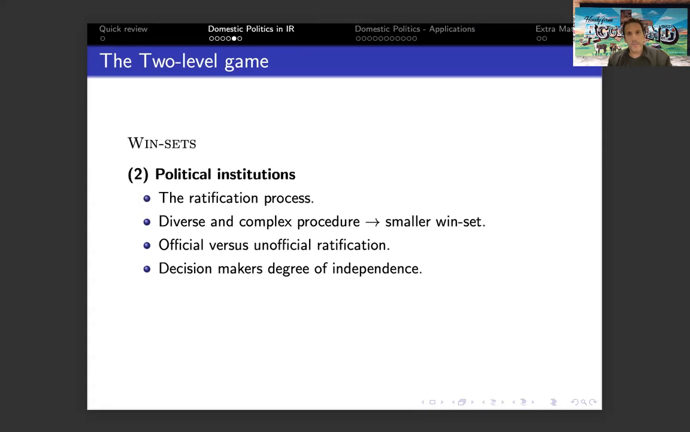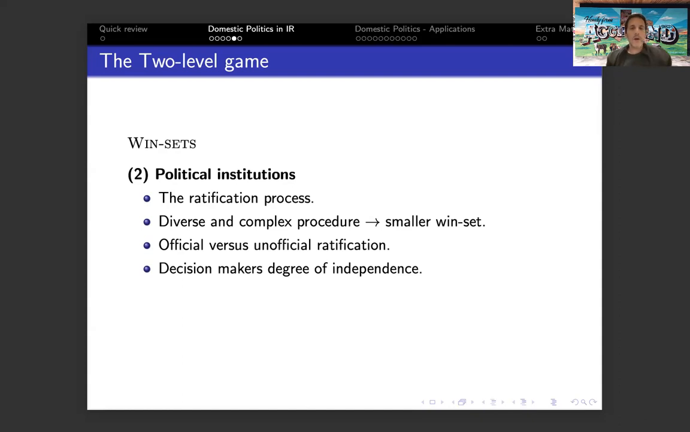The second factor that he mentions is the political institutions in level 2, so political institutions at the domestic level. The procedures for ratifying an agreement at the domestic level are crucial in defining the win set. The more complex and diverse the procedure, the smaller the win set will be. As an example, in the United States case, the vast majority of international agreements require Senate ratification, and that makes the win set for any American negotiators much smaller.